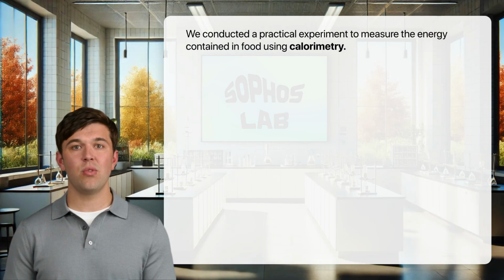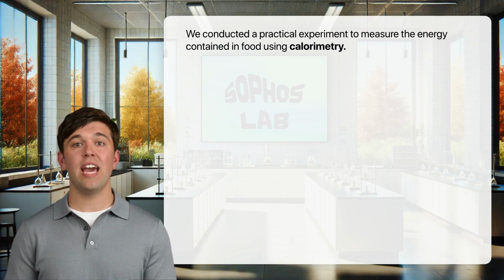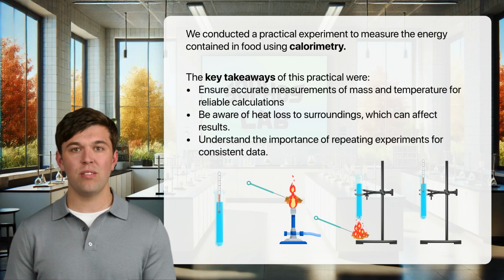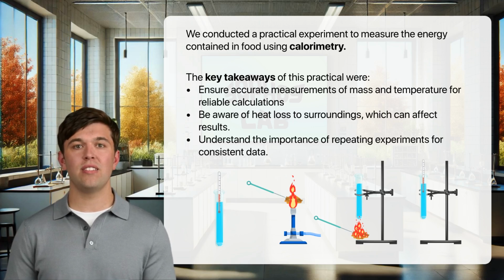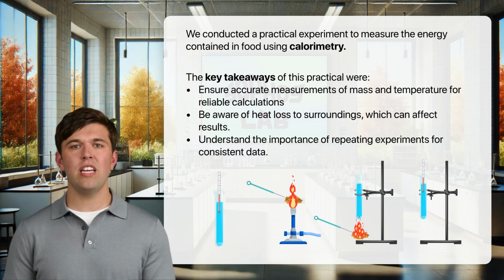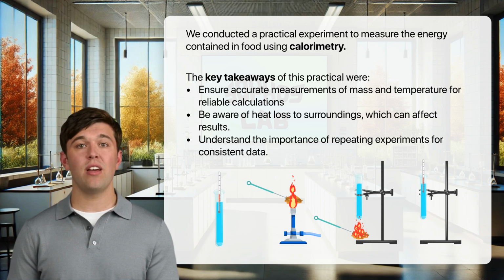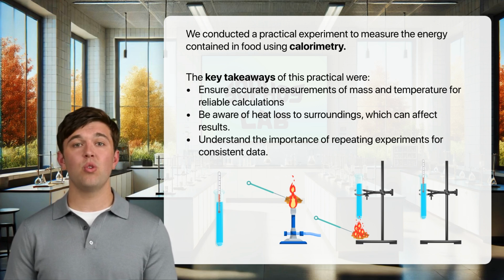In today's lesson, we conducted a practical experiment to measure the energy contained in food using calorimetry. Our key takeaways from this practical are to ensure accurate measurements of mass and temperature for reliable calculations, to be aware of heat loss to the surroundings, which can affect results, and to understand the importance of repeating experiments for consistent data. This practical not only reinforces our understanding of how we measure the energy content in food, but also provides insights into the energy transfer processes, highlighting the importance of precise data collection and analysis in biological experiments.